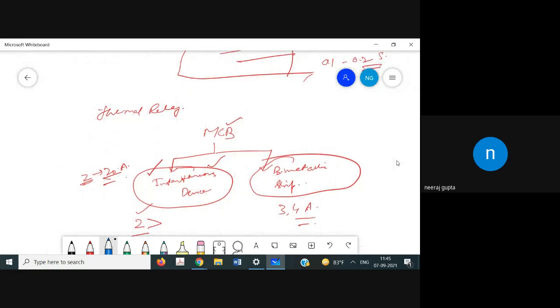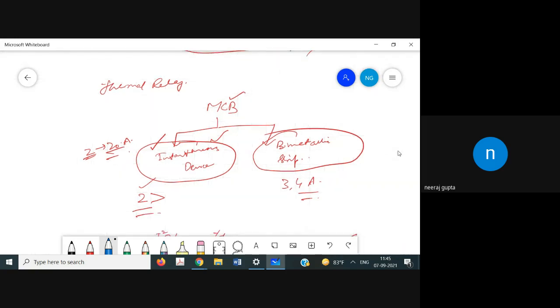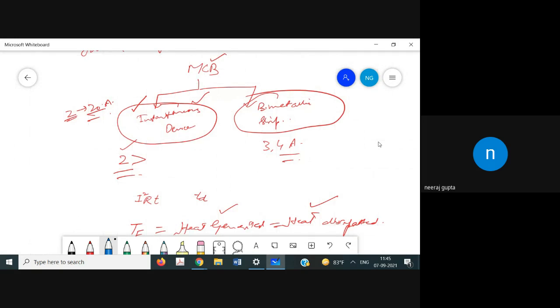Then if you compare, अगर compare करेंगे हम MCB को, तो MCB में दो अंदर दो डिवाइसेस होती हैं, एक तो इंस्टेनियस डिवाइस एंड सेकंड बाईमेटेलिक स्ट्रिप. और एकदम से अगर चेंज होगा तो इंस्टेनियस डिवाइस जो है वर्क कर जाती है और एकदम से वो ट्रिप कर जाती है, और बायमेटेलिक स्ट्रिप थर्मल रिले की तरह वर्क करती है.